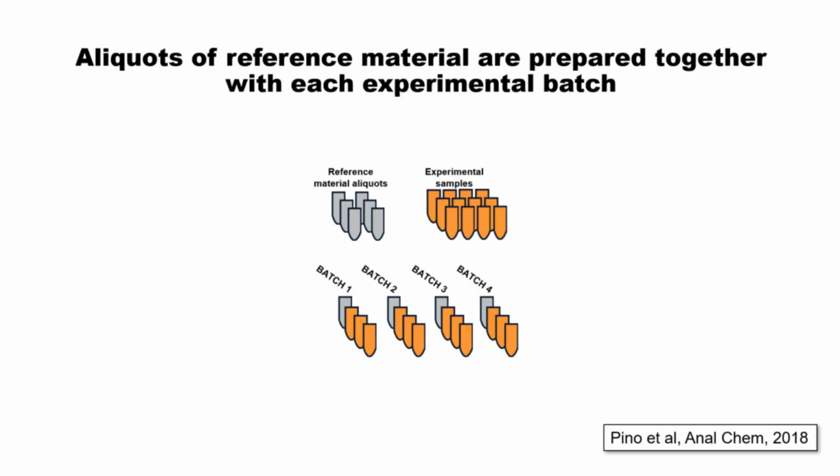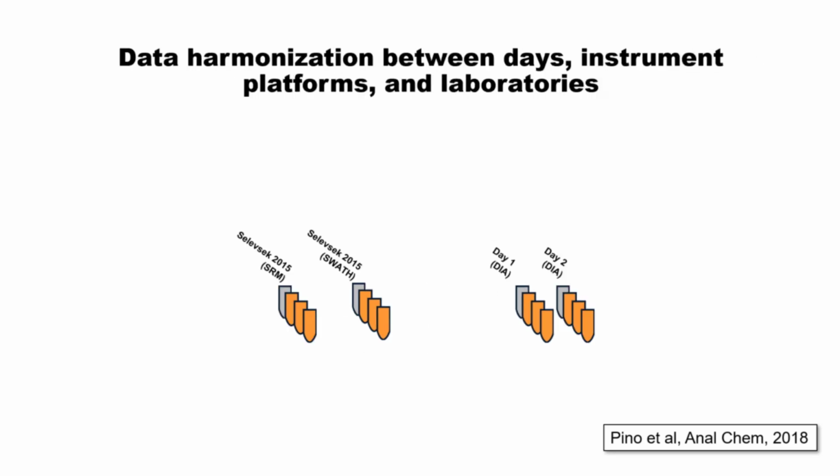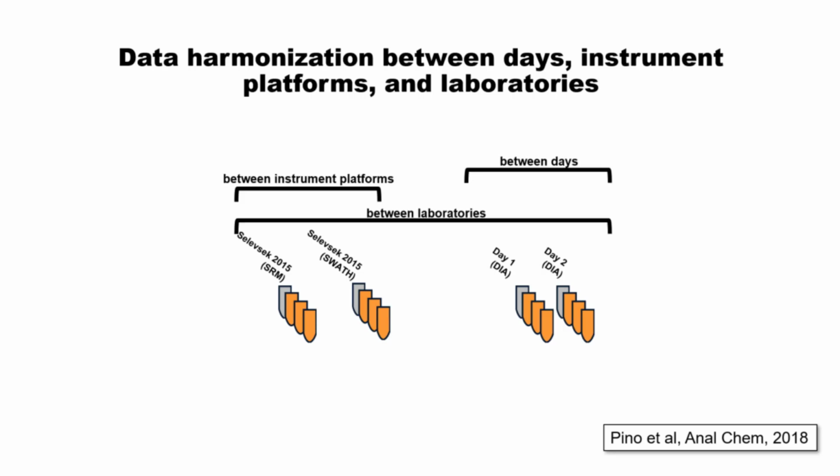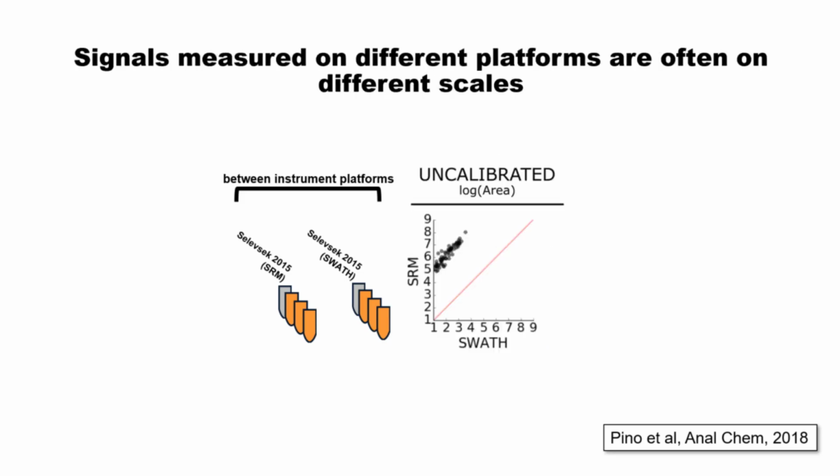All right. So the idea here is that you have a bunch of reference materials, you have a bunch of experimental samples. You may have samples done in different batches. You may have them done on different instrument platforms, either on a triple quad or on a QTOF, triple TOF. You could have it potentially DIA done on different days. So you can make measurements between days, between instrument platforms, and you can also test it between laboratories.